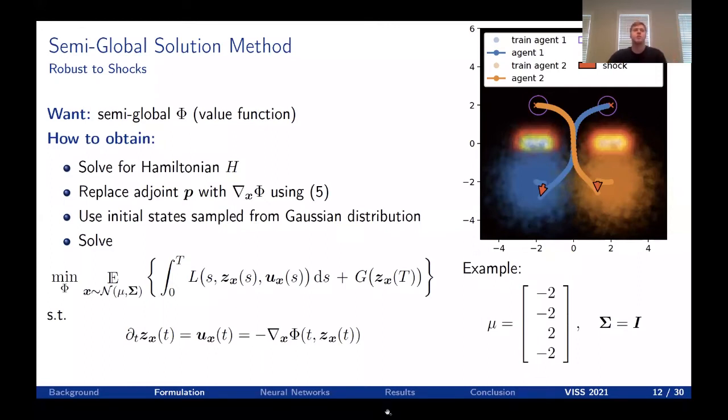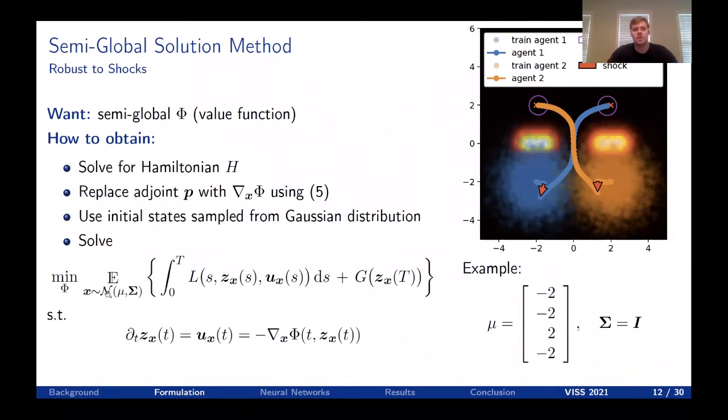And then we're going to use a bunch of initial states sampled from a Gaussian distribution. It doesn't have to be Gaussian, we just did Gaussian. So here we're going to sample all of these initial positions for agent 2. And the idea is that when you have some sort of shock or disturbance part way through your trajectory, the model can just take it in stride and continue pushing the agent towards the solution.